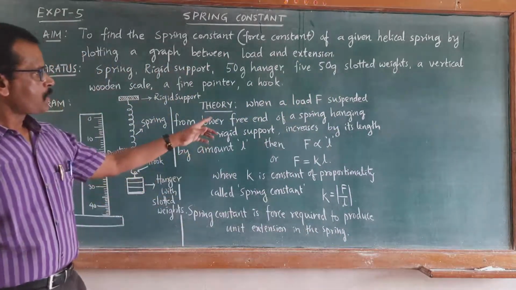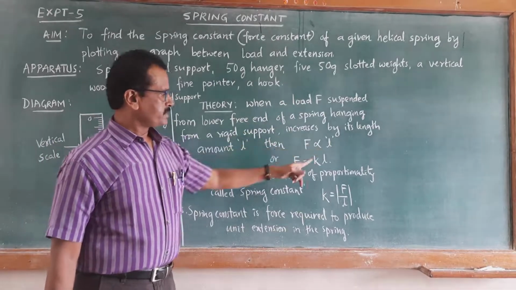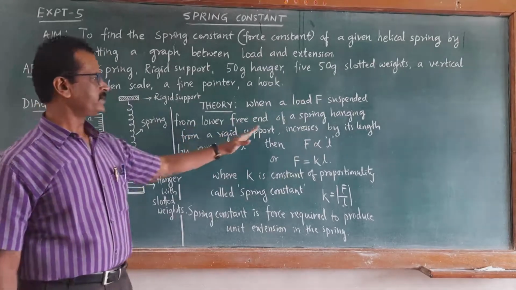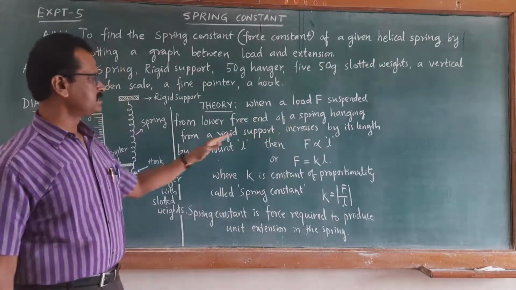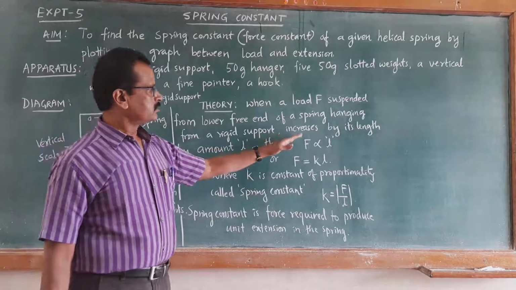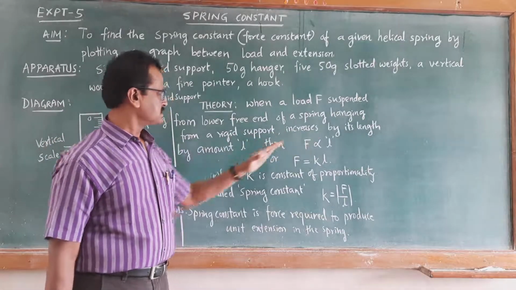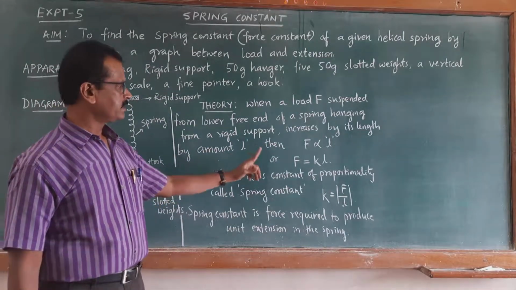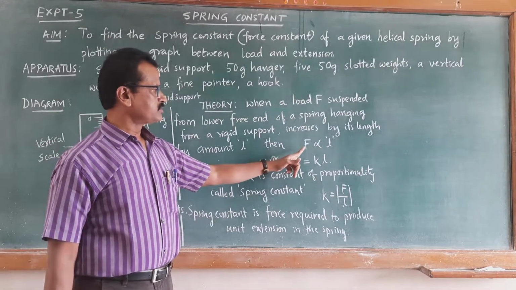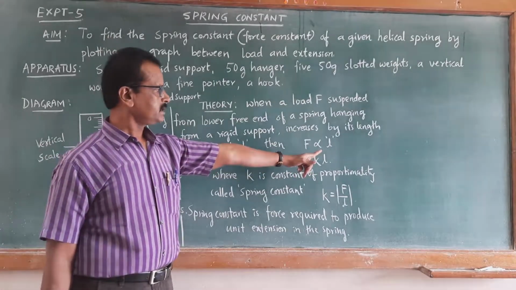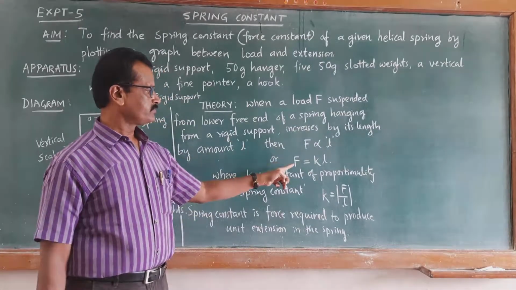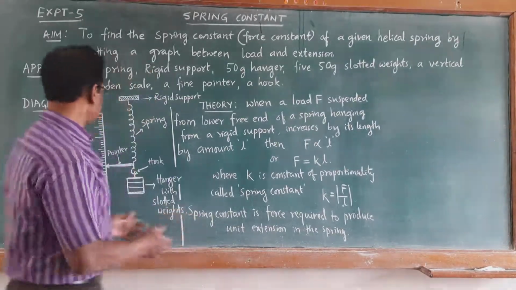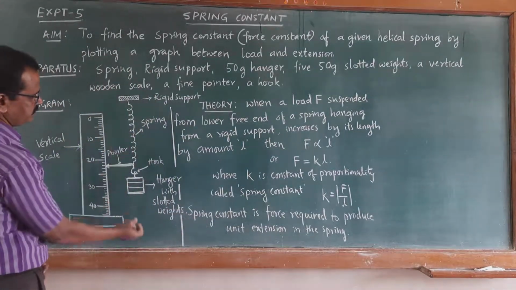You know that the extension in the spring is directly proportional to the load attached. When a load F is suspended from the lower free end of a spring hanging from a rigid support, the spring increases its length by an amount L. Then the restoring force is directly proportional to the extension. So the restoring force F is equal to KL. This restoring force we can call the spring force. The spring force is always in the opposite direction of the load attached.